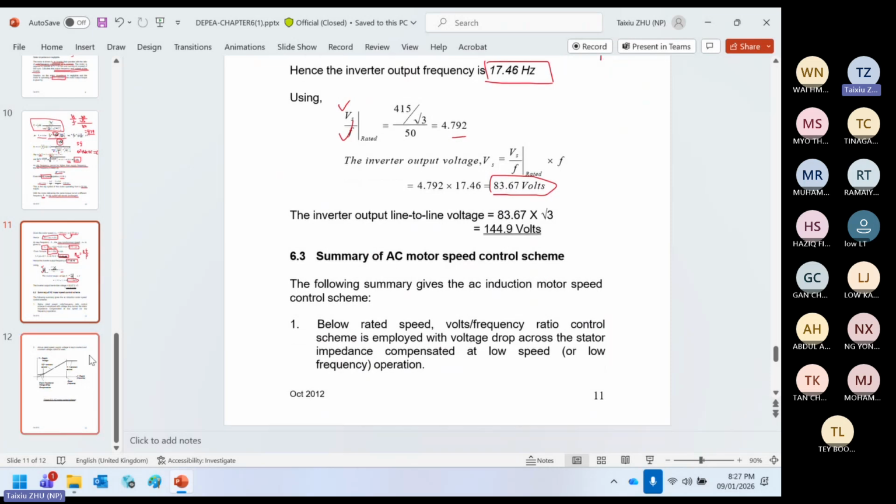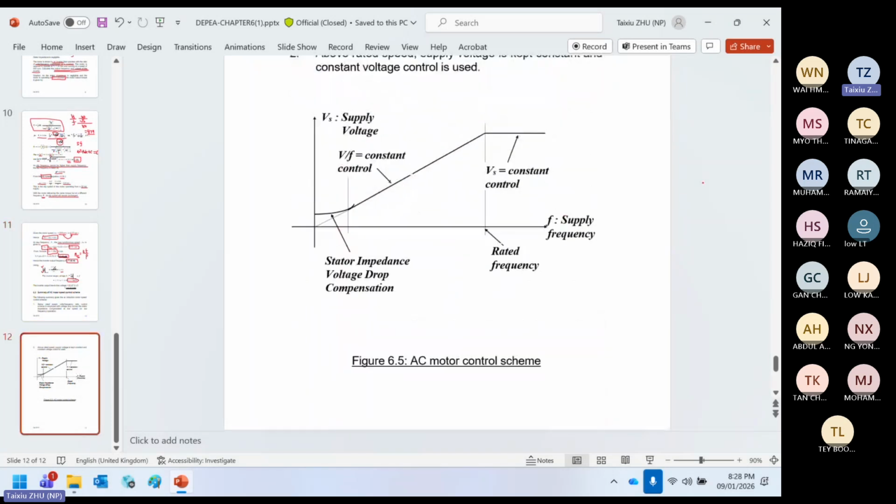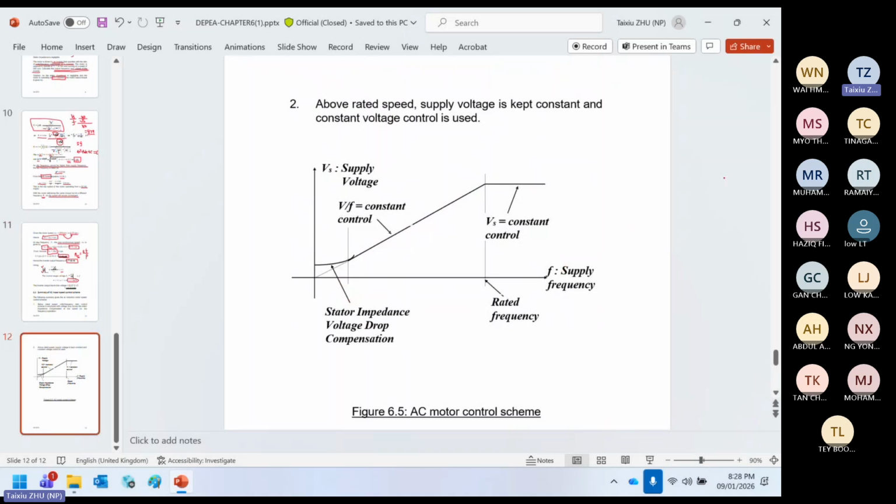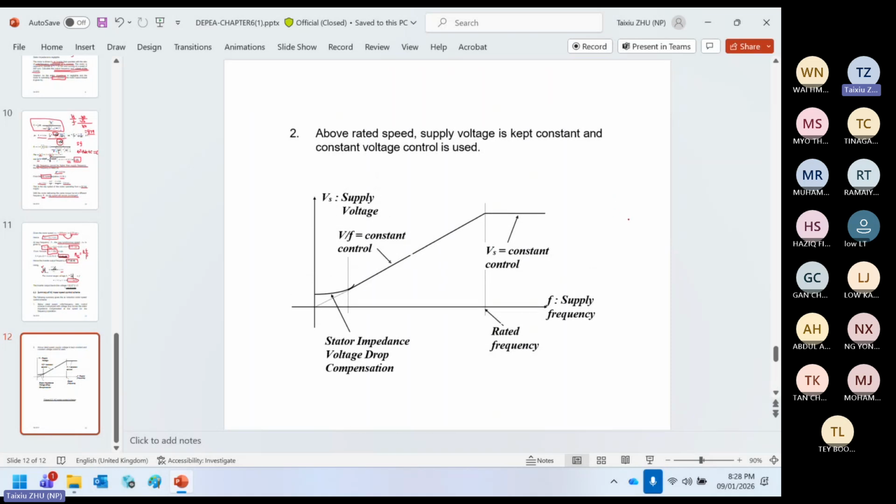Then you look at this. The calculation may be hard, then how do we do this in the real world? In real motor control, if we use V over F constant, we call it the variable frequency variable voltage control method. In the real scenario, you have to do some modification. You cannot follow exactly that one. That's the curve. This one you must understand. We may ask you to explain this.